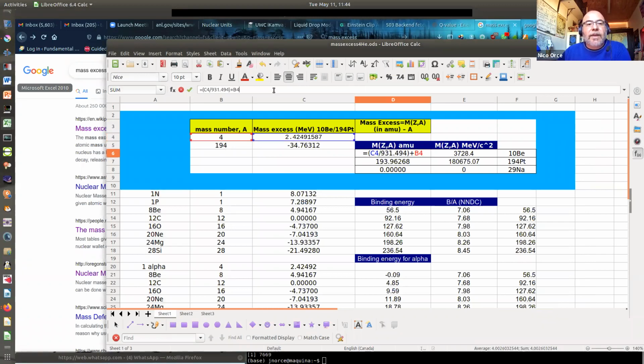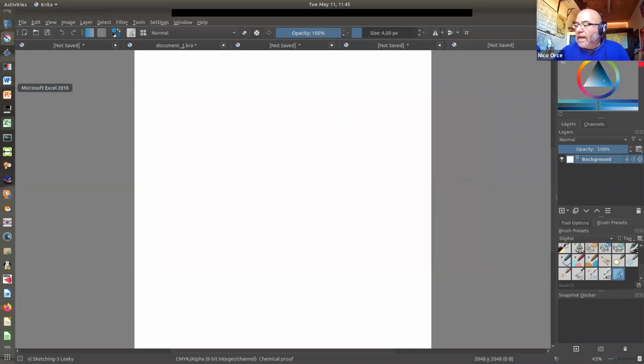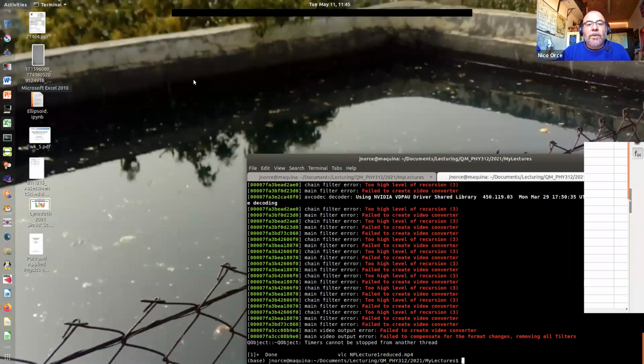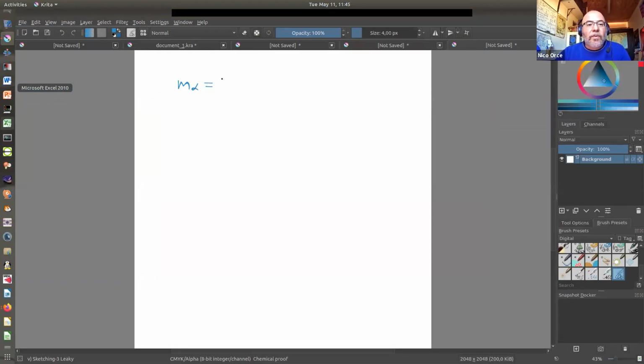And as you can see, it's just very easy. You get the mass excess divided by 931.494, which are the MeV c squared per atomic mass unit, plus the mass number, 4. And this number, 4.0026, is the number that we use in our calculation for the mass of the alpha particle. So the mass of the alpha particle is equal to, and what is it now? 4.0026. Generally, you should put the whole number. You put all the numbers.